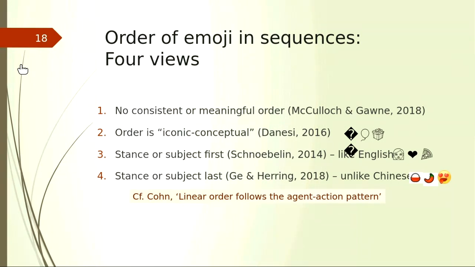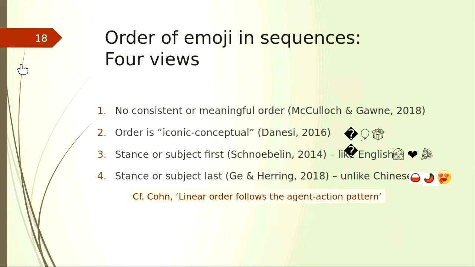Danesi also allows, though, that there are a number of emoji sequences that seem to follow the basic subject-verb-object order of English. And this view is put forward more explicitly by Tyler Schnoebelen, who talked about there being a kind of a stance first or a subject first rule. And this is the woman heart pizza example again. And this order is the same as the order in English, of course.